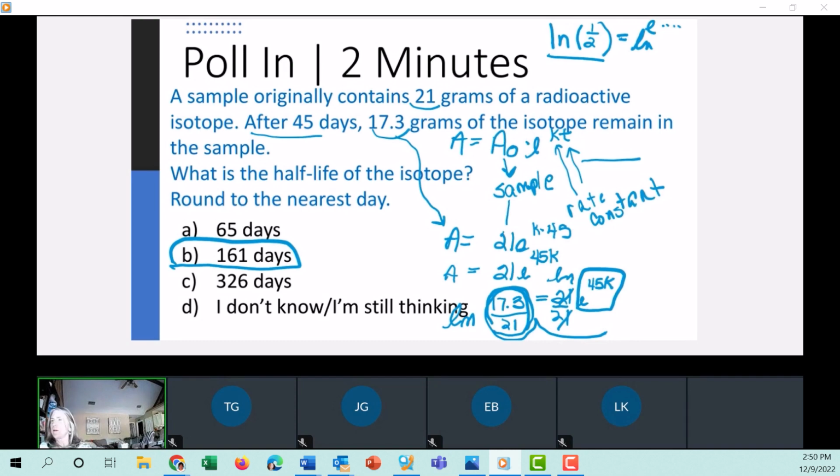All right, same thing here. I have an example of a sample that contains 21 grams of radioactive isotope. After 45 days, 17.3 grams remain in the sample. So the radioactivity is decreasing. It's a decay problem. So we want to know, what is the half-life of the isotope?